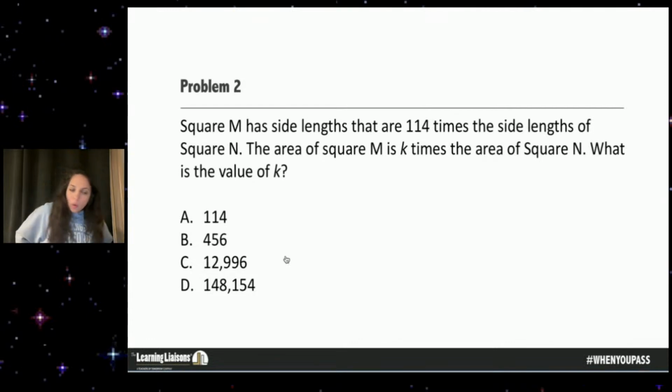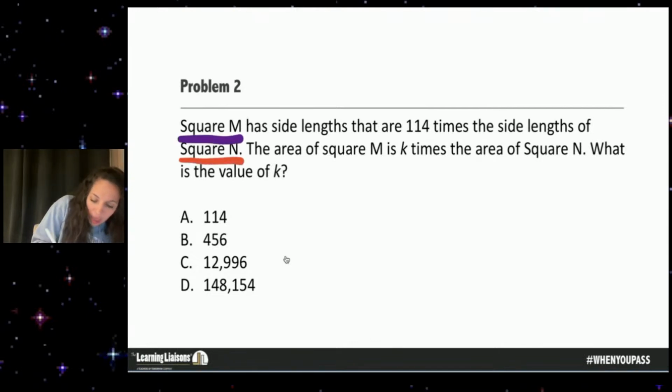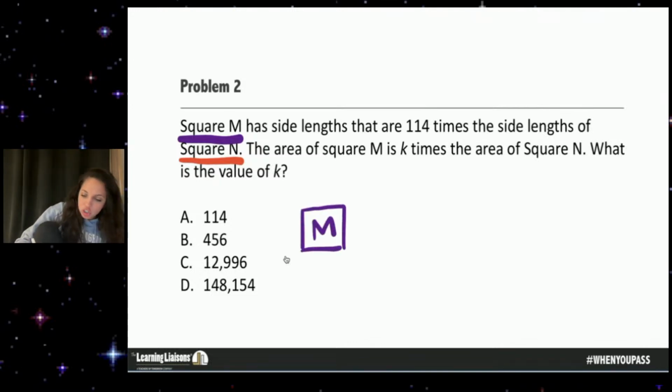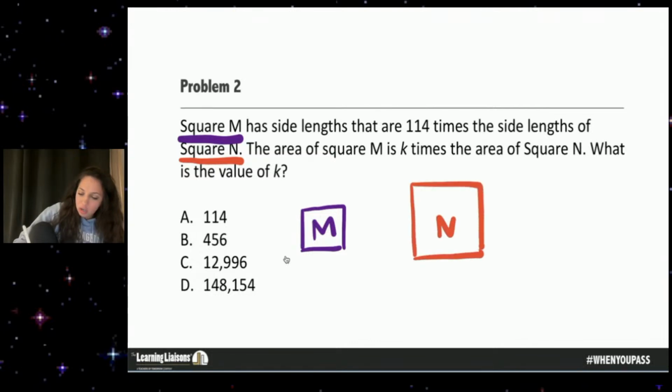All right. So again, here we are dealing with geometry. And so we need to draw a picture. So I'm going to draw square M. I'm going to draw square N. And then I'm going to keep moving forward. And these might not be drawn to size, and that's okay. Actually, I know they're not.